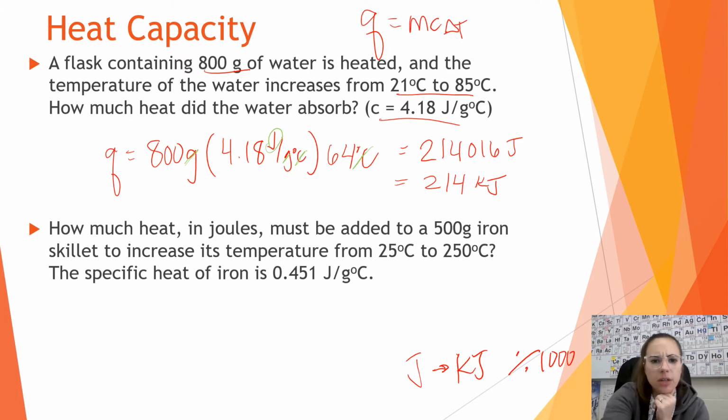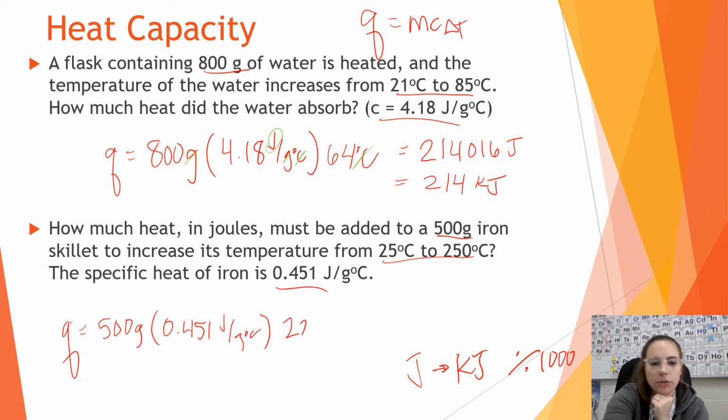All right, I'm going to do the next one. We have 500 grams of iron, increases temperature from 25 to 250, and its specific heat is 0.451. So Q equals, the mass is 500, specific heat is 0.451, and the change in temperature is 225 degrees Celsius. When I do that math, I get 50,738, and if I want, I can express that as 507 kilojoules.